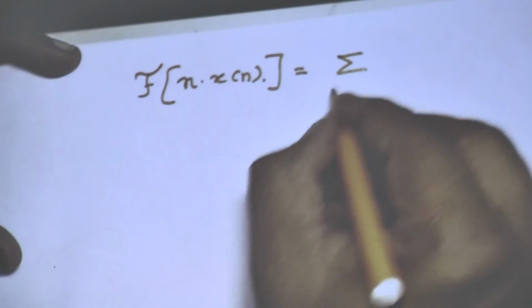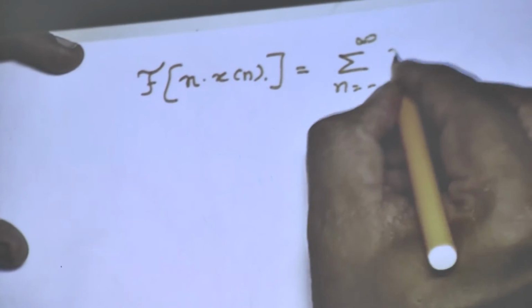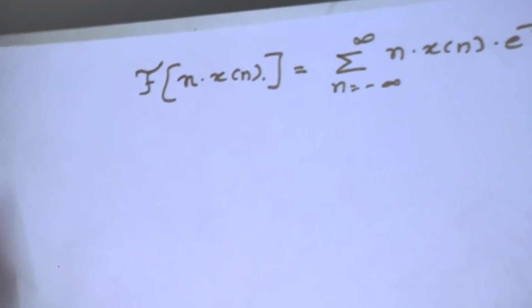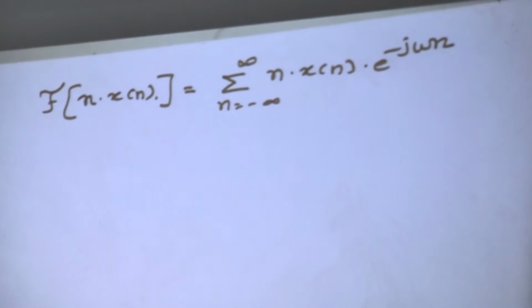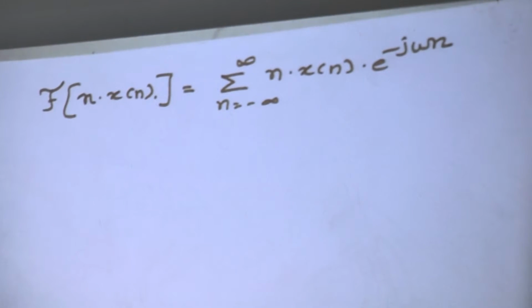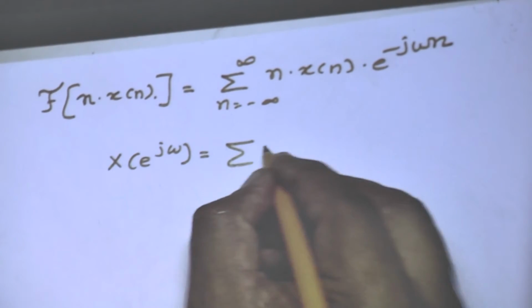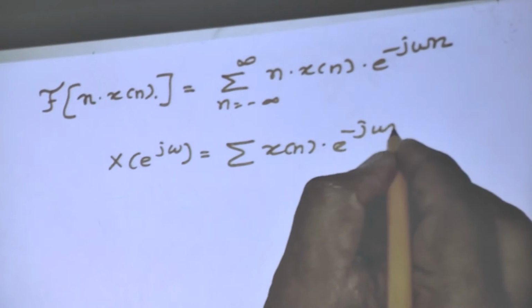This is the same as summation of n going from minus infinity to plus infinity n times x[n] into e to the power minus j omega n. Now looking to your background of a similar property that we have seen for the continuous Fourier transform, I want you to derive this. This is the same as t into x(t). How did we go ahead? We went ahead with X of e to the power j omega is equal to summation x[n] into e to the power minus j omega n.